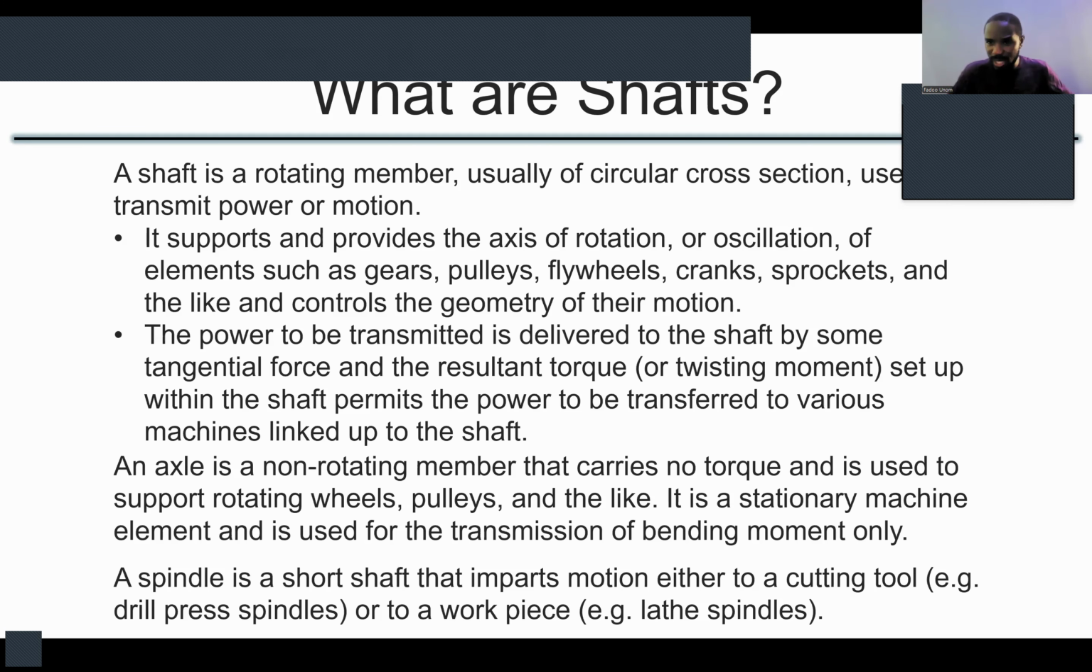Okay, but that member carries other rotating members. Maybe it carries a wheel that has a bearing between the wheel and our member, our piece of metal, right? And it allows the wheel to rotate freely, but it carries the weight of the wheel. That is called an axle. When you look at a car, you always hear axle, axle, axle inside the car, right?